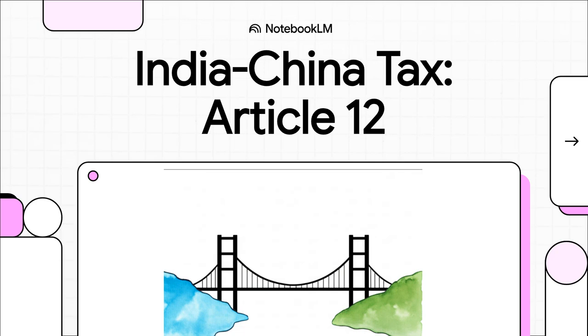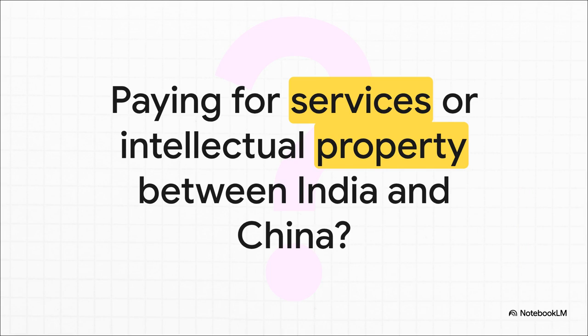So if you're doing business between India and China, you already know how fast payments for things like software or consulting can get all tangled up in tax rules. Today, we're going to cut right through all that confusion and focus on one absolutely crucial rule, Article 12 of the Double Taxation Avoidance Agreement. Let's jump right in. Just imagine this for a second.